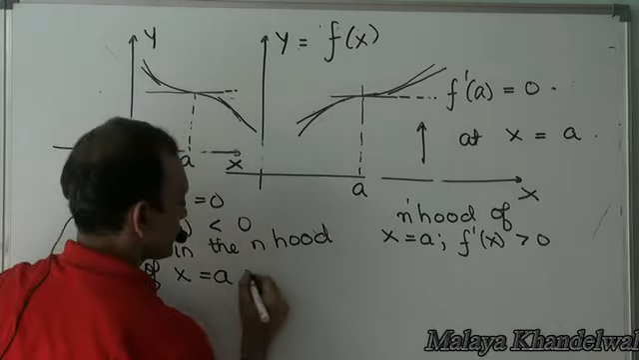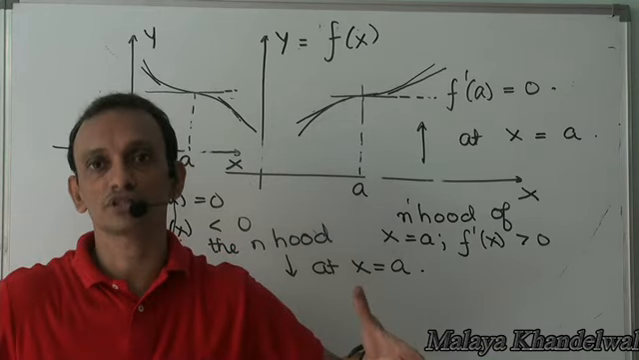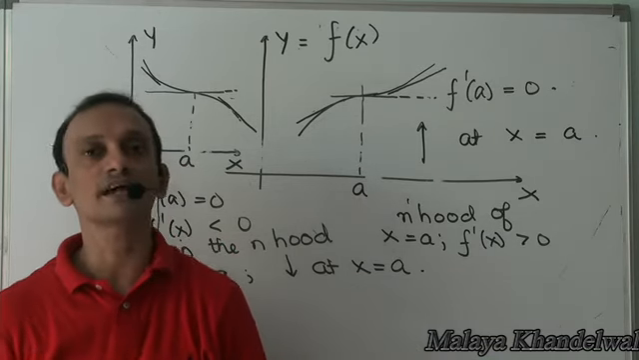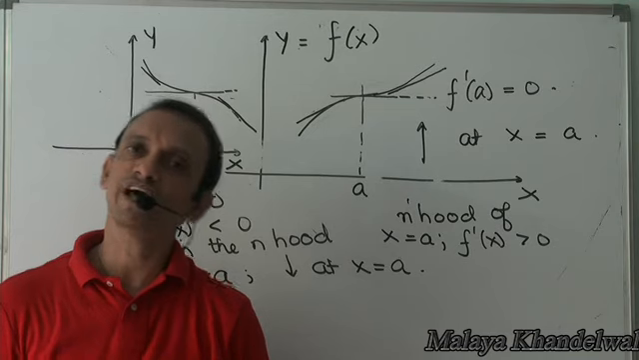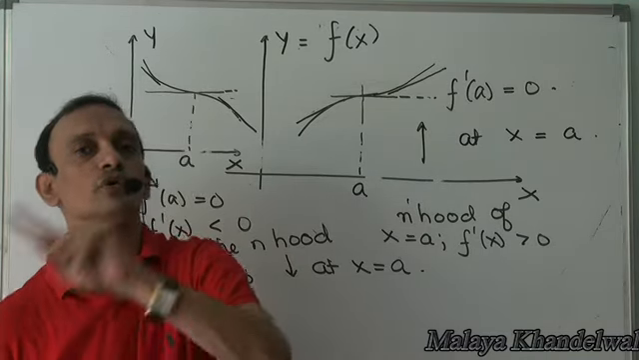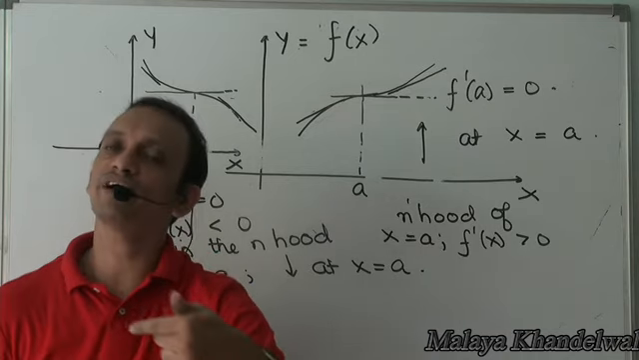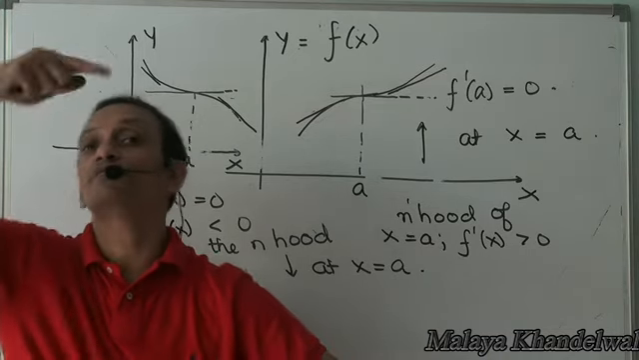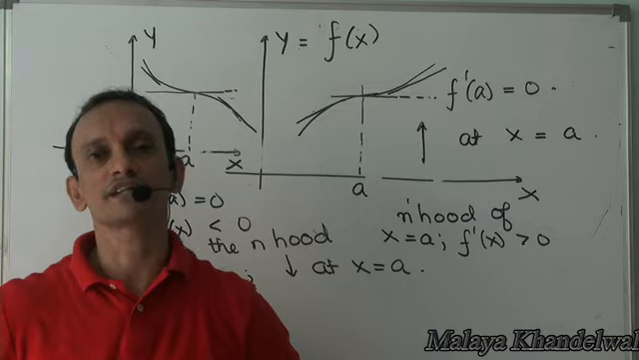So if at a given point you find that the derivative is 0, but in the neighborhood of x equal to a, f dash x is positive, then the function is increasing at a. If at a given a, f dash a is 0, but in the neighborhood of x equal to a, on either side, you find that f dash x is less than 0, the function is said to be decreasing at x equal to a.